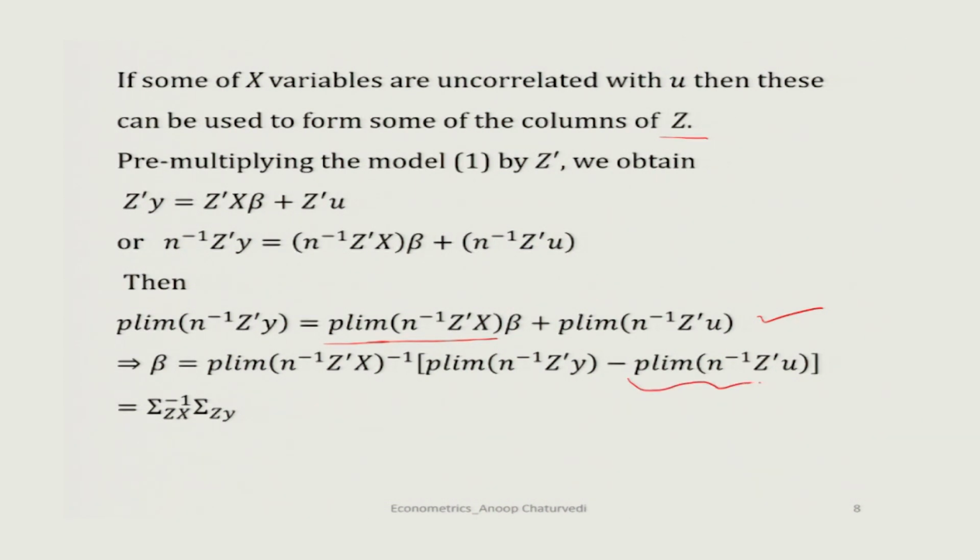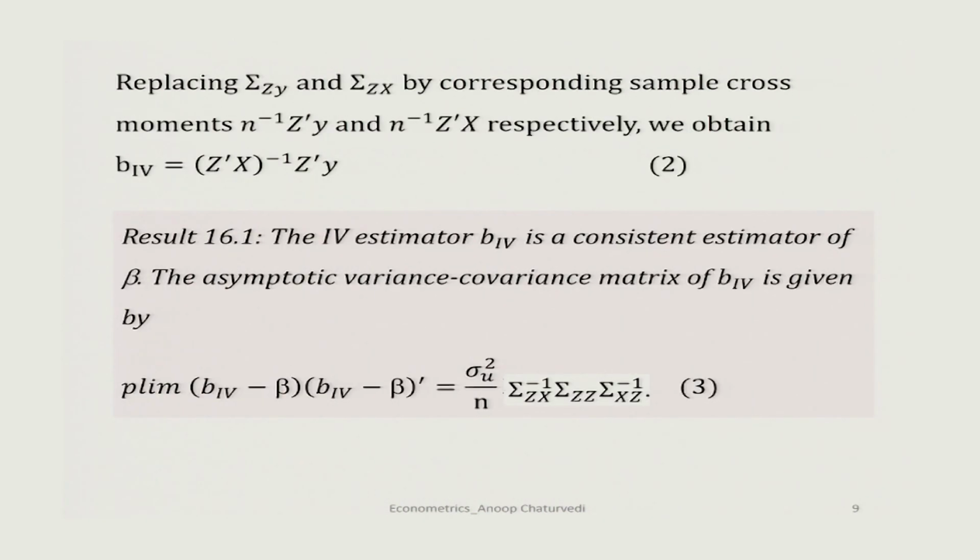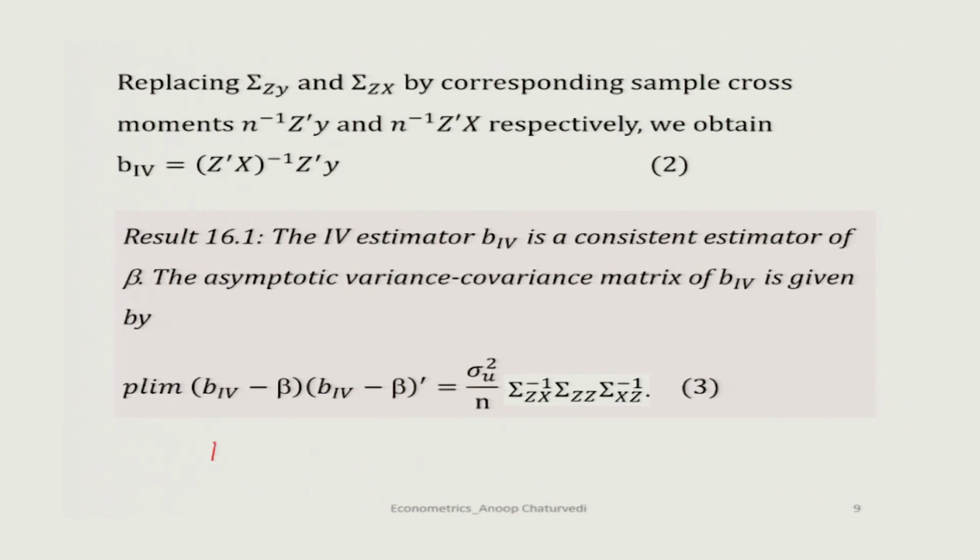Now, the probability limit of this part is equal to 0. We already assumed that these instrumental variables are uncorrelated with u, so this part has probability limit 0. The probability limit of n inverse Z transpose x is equal to sigma z x, so you get sigma z x inverse here, and the probability limit of n inverse Z transpose y is written as sigma z y. So, beta is equal to sigma z x inverse sigma z y, and your objective is to estimate beta.